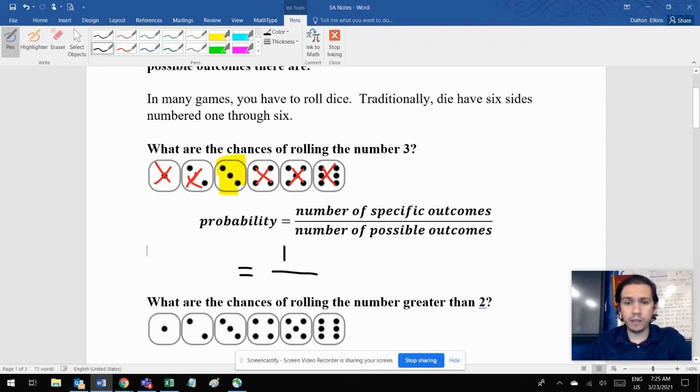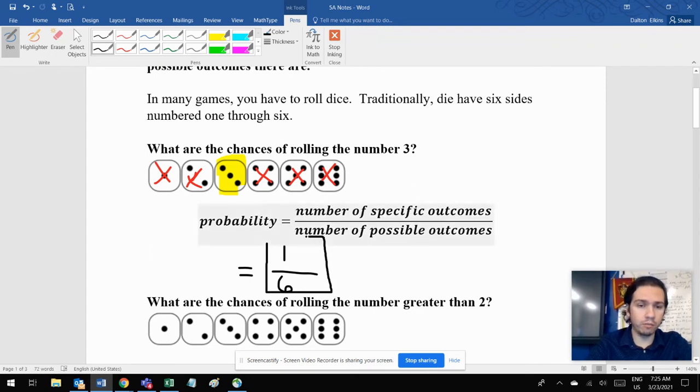How many possible outcomes are there? Well, in the case of rolling a dice, there are 1, 2, 3, 4, 5, 6 different outcomes. So there is a 1 in 6 chance of rolling the number 3. That is the probability of rolling the number 3.